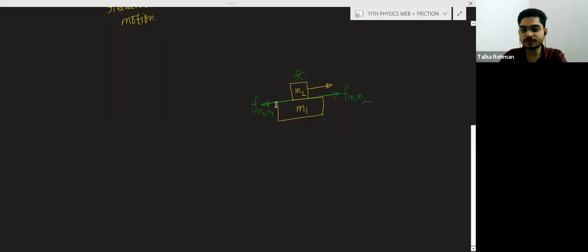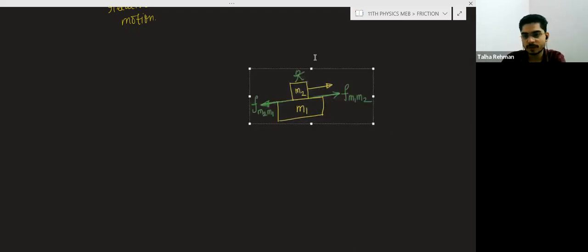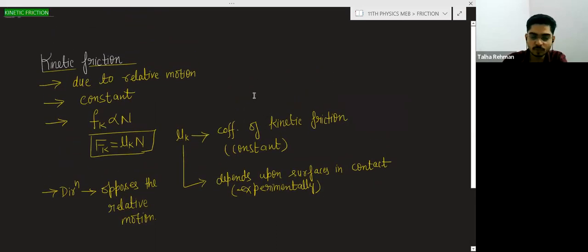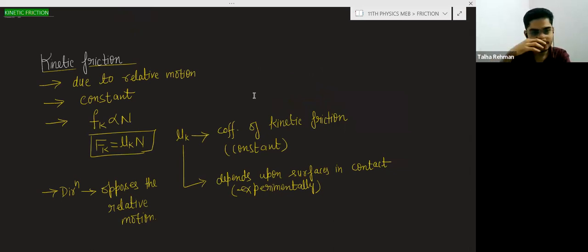So friction force, or any force, always comes in pairs. Gravitational force, friction force, electromagnetic force, you will study in 12th class. Forces always come in pairs, as told by Newton's third law. So what is friction? It simply opposes the relative motion and acts tangentially to the surface.